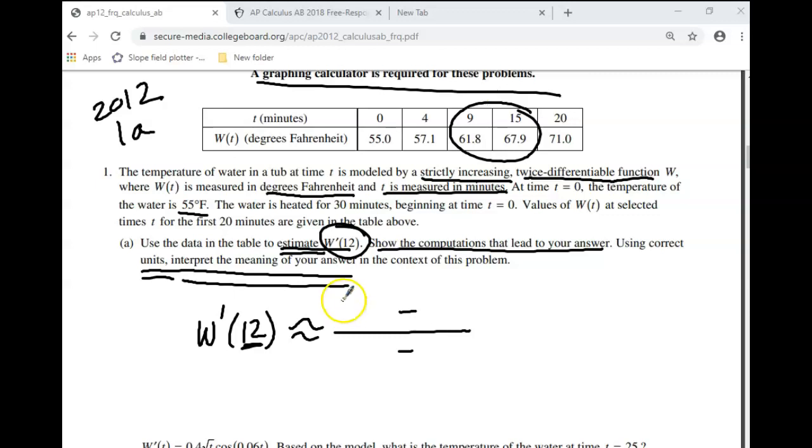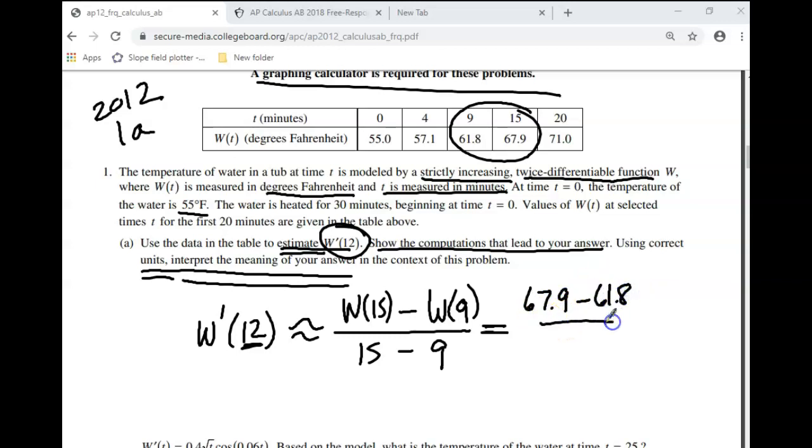And so we're going to do W of 15 minus W of 9 over 15 minus 9. And W of 15 is 67.9. And W of 9 is 61.8. And 15 minus 9 is 6. And then we go ahead and do our subtraction there. We get 6.1 over 6. And there you have it.